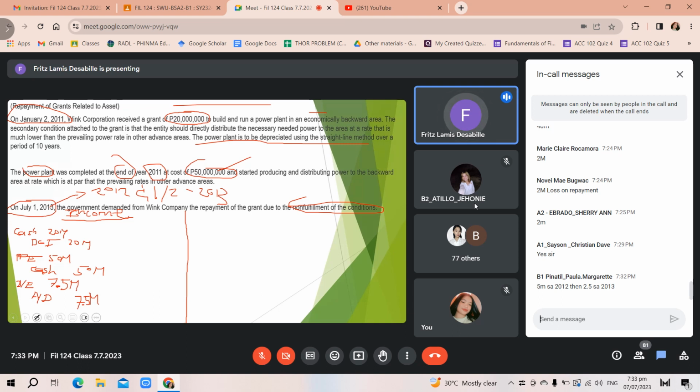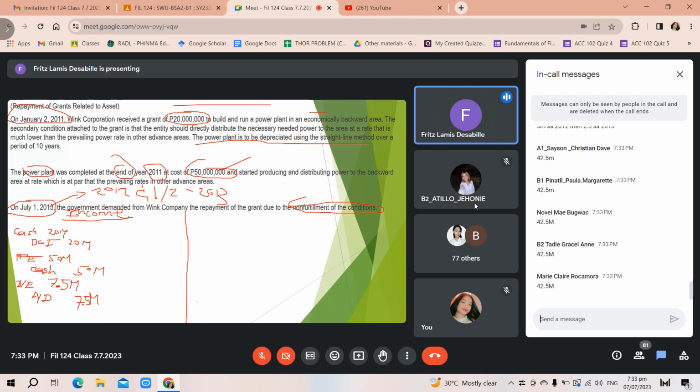Now, question. How much is the carrying amount of the PPE? It's a basic accounting question, guys. How much is the carrying amount, or the book value? Oh, 42.5. Sige.